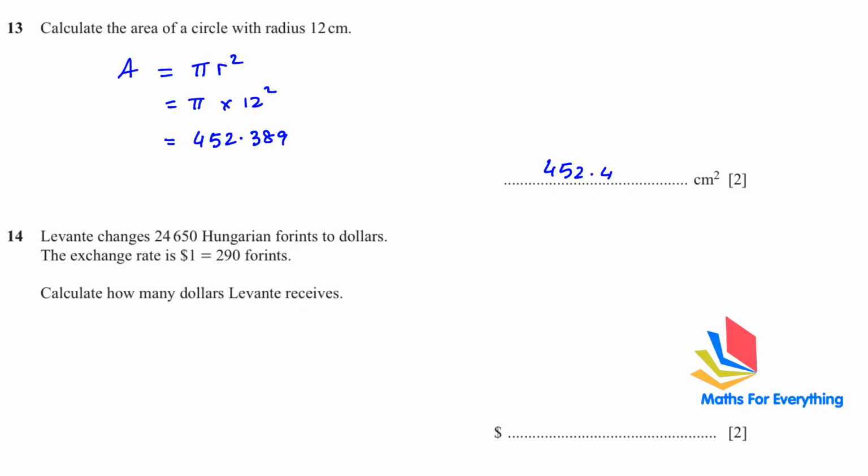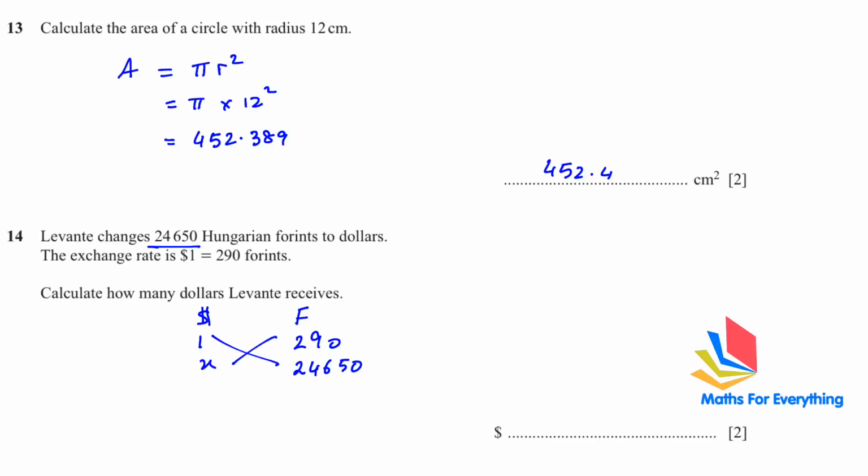Whenever you have an exchange rate question, write down the currencies on the top. So we have dollars and Hungarian forints. $1 is equal to 290. And we have been given 24,650 forints. How many dollars shall we get?